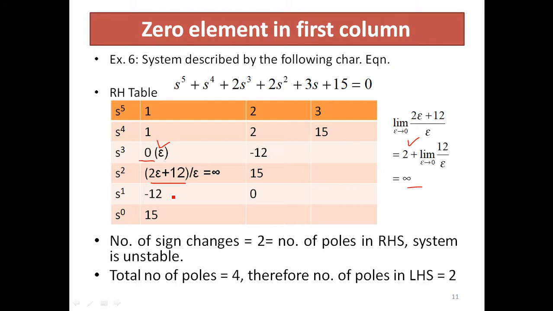But for the calculation of this element, it is coming as negative 12. So your sign changes plus to minus, minus to plus. 2 times sign change is there. 2 poles are lying in the RHS of the S-plane, therefore the system is unstable, and the number of poles in the LHS would be 3 because this is a fifth order system. 2 are lying in the RHS, the total number of poles is 5, and the LHS would be 3.